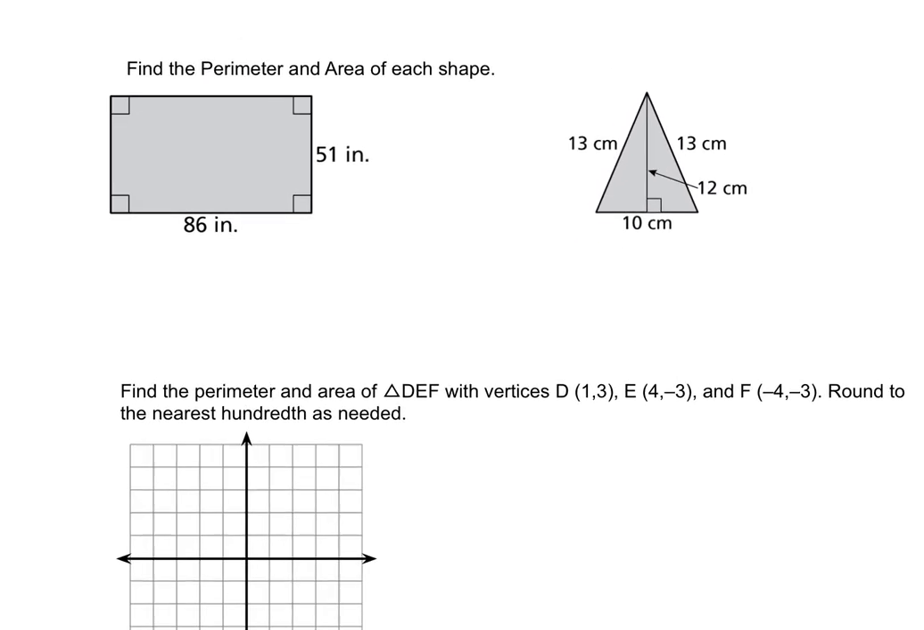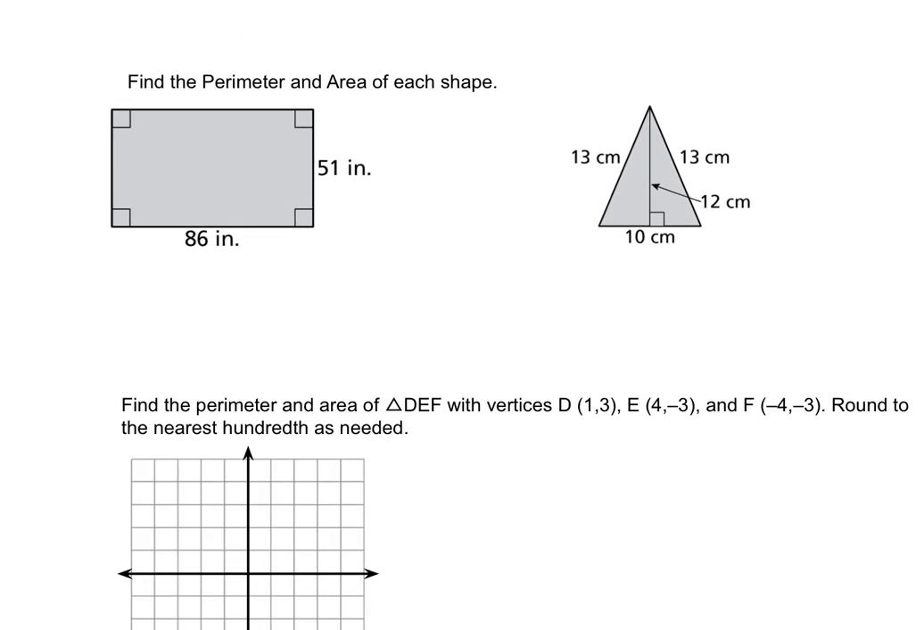If we start with these top two, find the perimeter and area of each shape. Okay? Let's start with the one on the left. What kind of figure do we have? It's a rectangle. Okay? We know it's a rectangle because it has four sides and we have four right angles. And so what I can do here is I can mark the opposite sides. It doesn't come right out and tell me this, but we know it's a rectangle, so we know opposite sides are congruent.